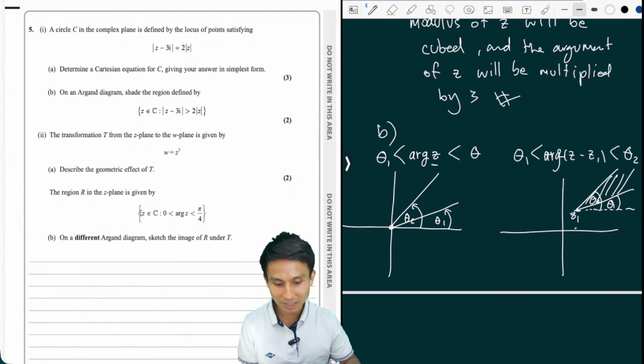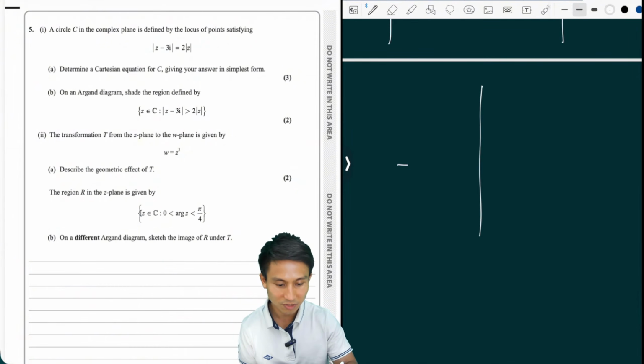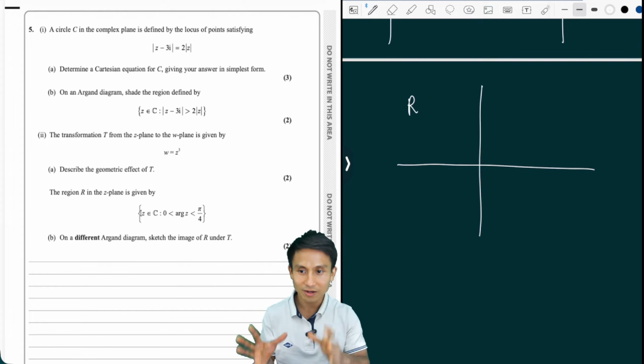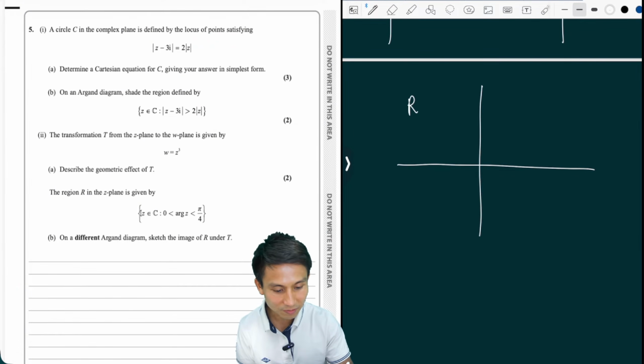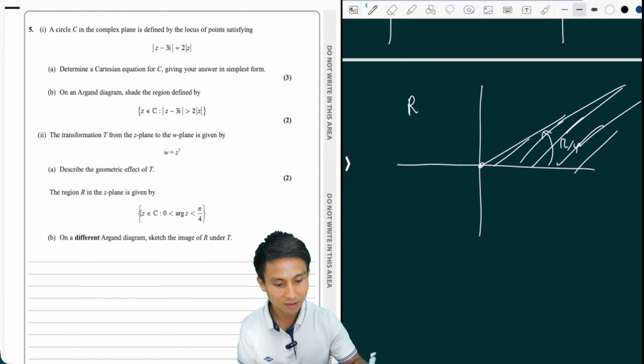Now for this one, it's not that bad, because this is my answer here. We have pi over 4. This is region R first, region R in the Z plane. It's not the transformation yet. It's just going to be pi over 4, like this, and we shade this, like that.